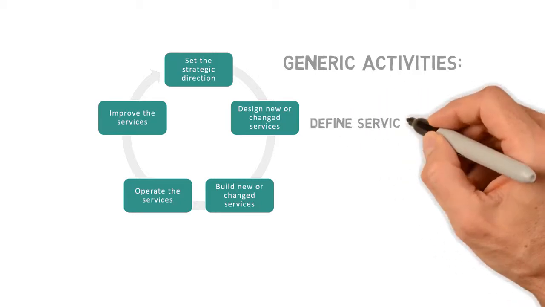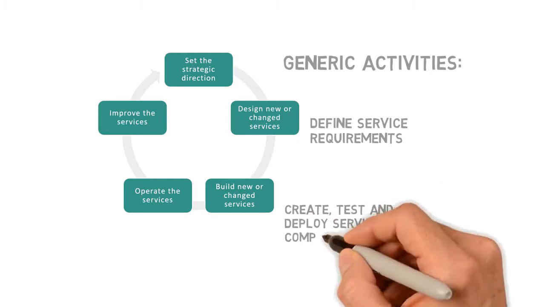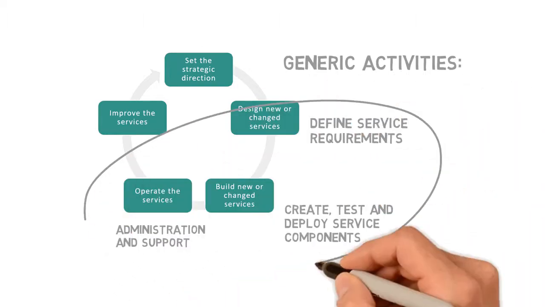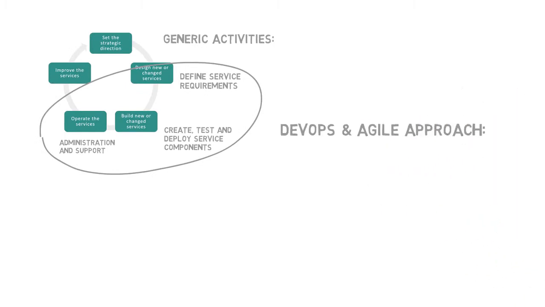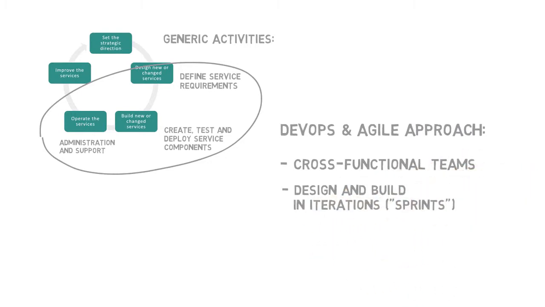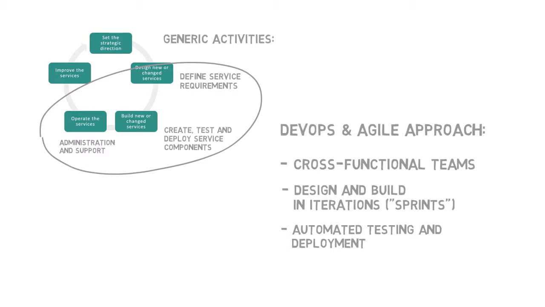During service design, we define the service requirements. Then we create, test, and deploy the service components. And when the service is ready, service operation will be responsible for administration and support. Organizations that follow the Agile and DevOps approach would establish cross-functional teams to perform these tasks, design and build their services in iterations or sprints, and use automated testing and deployment.